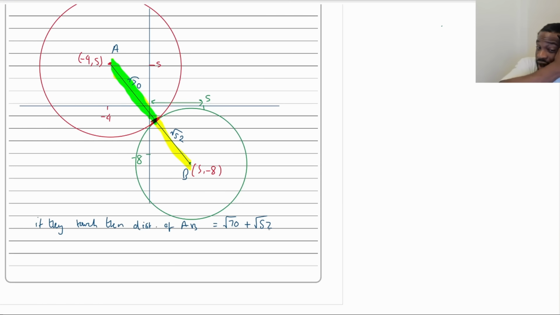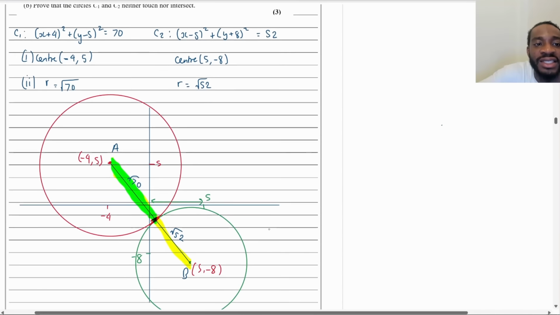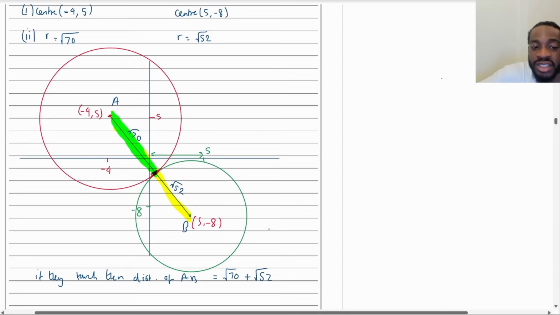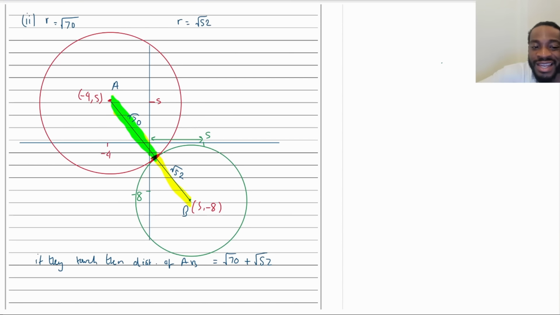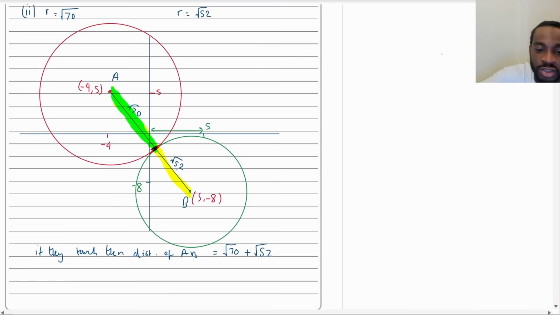Okay, so what I'd want to do is compute the distance between these 2 coordinates and show that the sum of the radii would have to be smaller, isn't it? Because we know that they neither touch nor intersect. So if I find the distance between A and B and compare it to the sum of root 70 and root 52, then root 70 plus root 52 would have to be smaller than the distance between the 2 coordinates. So that's all I need to do.